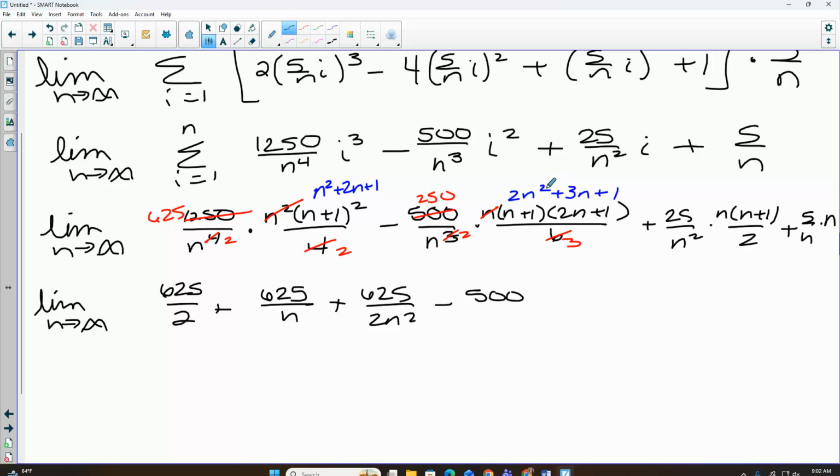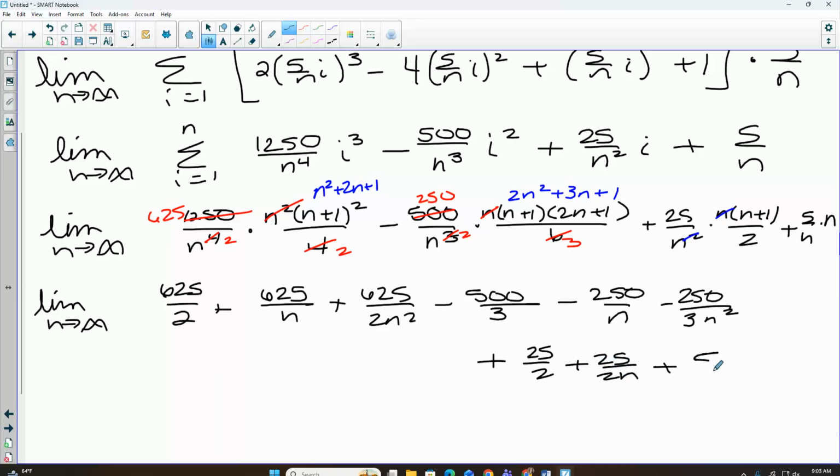So I get 500n squared over 3n squared, so 500 over 3, minus 250 over n, minus 250 over 3n squared. This one, cancel on n. I get 25n over 2n, so 25 over 2, plus 25 over 2n, plus 5.